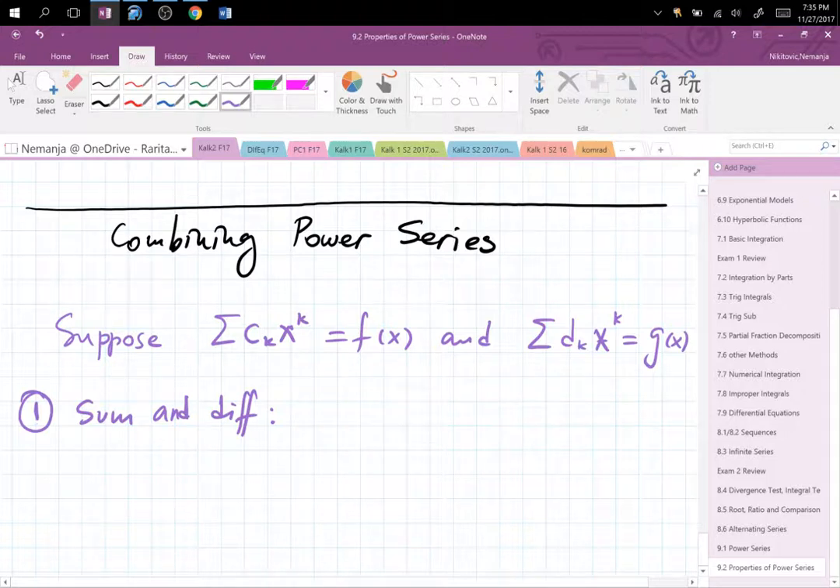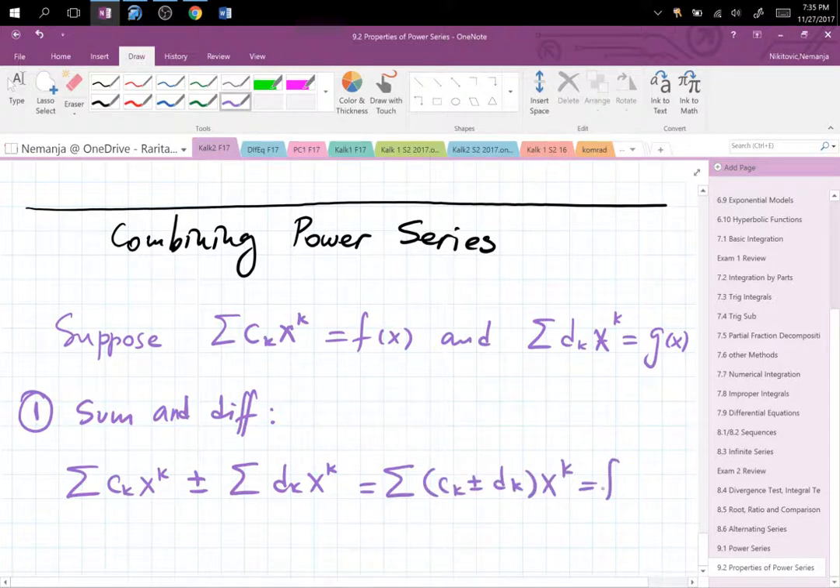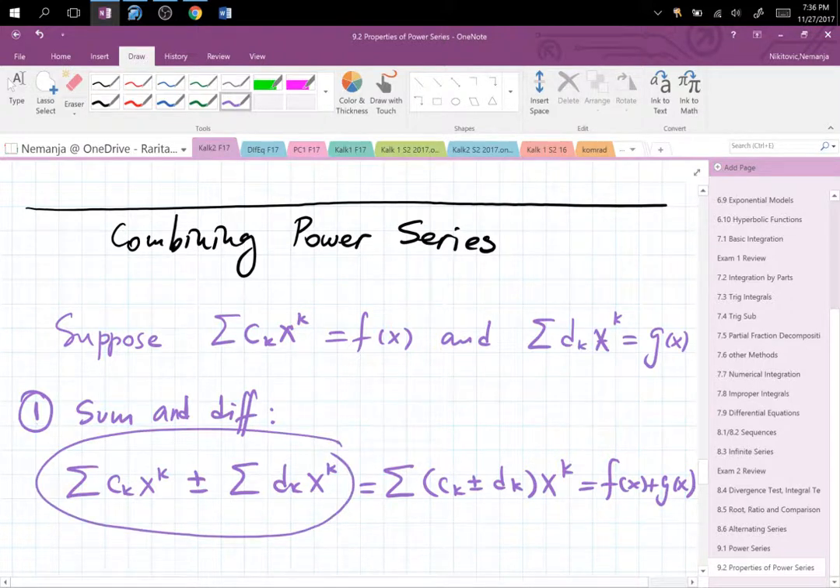Now, I'm going to write this a little bit more expanded than what they have. I'm going to say the summation of c_k x^k plus or minus the summation of d_k x^k is equal to the summation of (c_k plus or minus d_k) x^k, which is f(x) plus or minus g(x). Now, what does this mean? Well, it means that we can take the two sums and put them under a single sum.